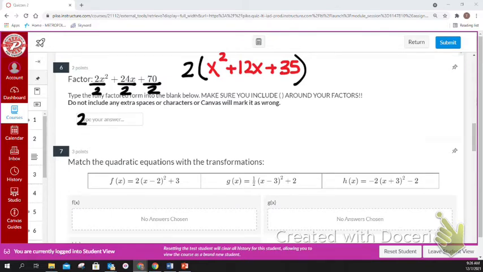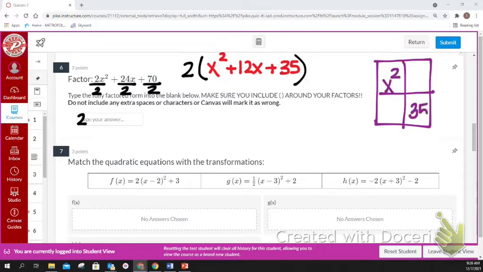The next thing is we need to factor down this quadratic. So let's make our box. So I need two numbers that multiply to be 35 and add to 12. What are the two numbers that multiply to be 35 and add to 12? 5 and 7, good. Oops, I put a 7 and a 3, 5 and 7. All right, so that's going to factor out to x plus 5 and x plus 7.